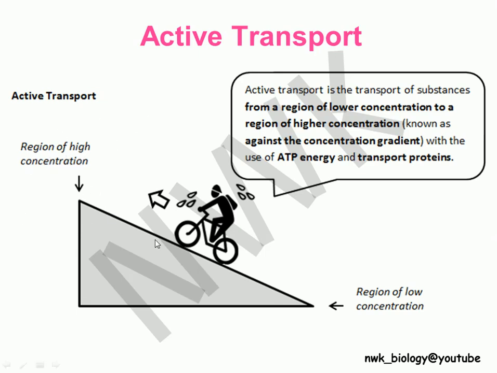So for substances to move from a region of lower concentration to a region of higher concentration, it is called against the concentration gradient. In this scenario, they need energy as they are moving from low to high. At the same time, they also need a transport protein because they are unable to cross the phospholipid bilayer directly. So in summary, active transport has three significant terms. First, it's a movement of particles from low to high concentration. Second, it requires energy. Third, it requires transport protein.